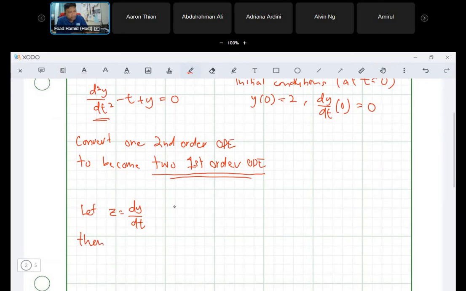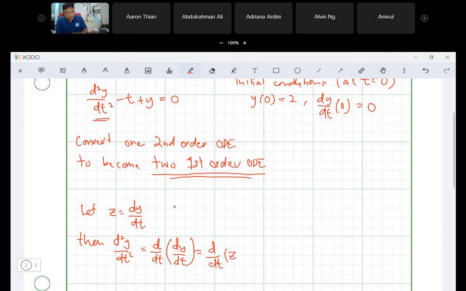we know that d square y over dt square is just d/dt of dy/dt, right? So these two terms are the same because this is d square, so we have d and d, and in dt square, we have dt times dt. So this is the same. So basically this is just d/dt of z, right? Of z, because dy/dt is equal to z.